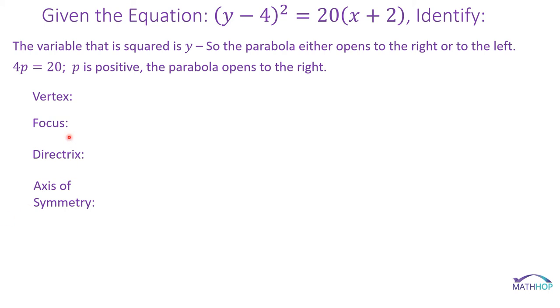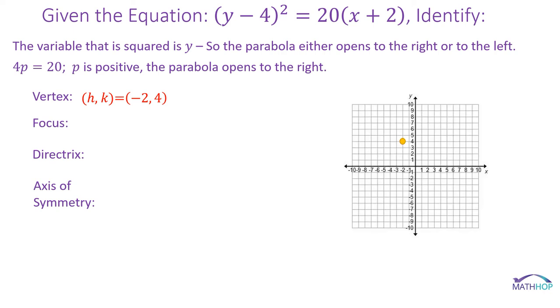Vertex is still (h, k), but be careful. Remember, h is with x, k is with y. Just because the y expression comes first, don't go grabbing this positive 4 for your h. So vertex (h, k), h is negative 2, the opposite of positive 2, and k is positive 4, the opposite of negative 4. All right, I'm going to plot it again because it's super easy if I just sketch this.